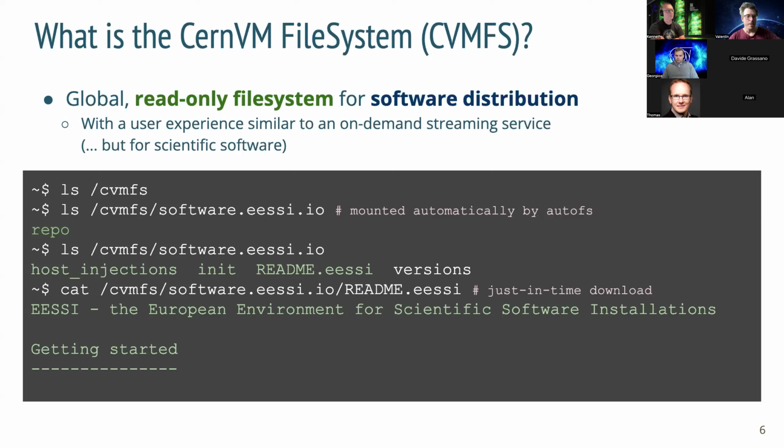So you can see here in this console text box a bit how this is going to look like. If you access CVM-FS, you're actually going to mount the CVM-FS file system as you access it, if you have AutoFS enabled here. As you access it, you're going to get the metadata, but you're not actually going to download the files yet. Only if you actually read the files, as I do here with cut, we do a just-in-time download, and then you're going to actually download this README file from the easy repository here, as the example shows.